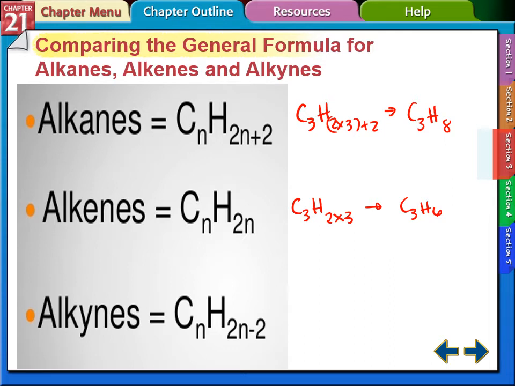C3H6. And lastly, for alkynes, we have CnH2n minus 2. So if we have 3 carbon atoms, we will have C3H2 times 3 minus 2, which will give us C3H6 minus 2, which will then eventually give us C3H4.